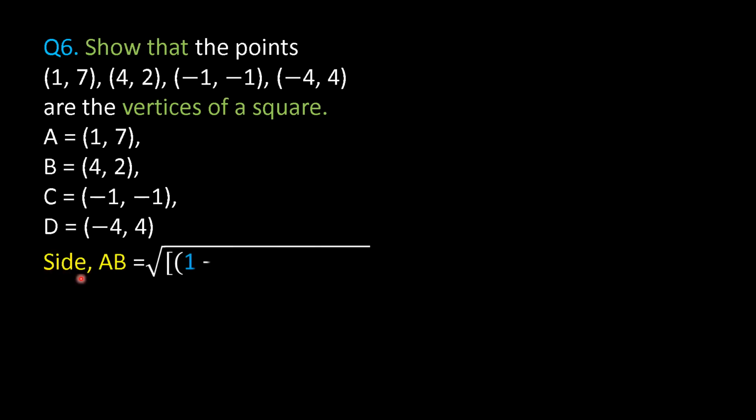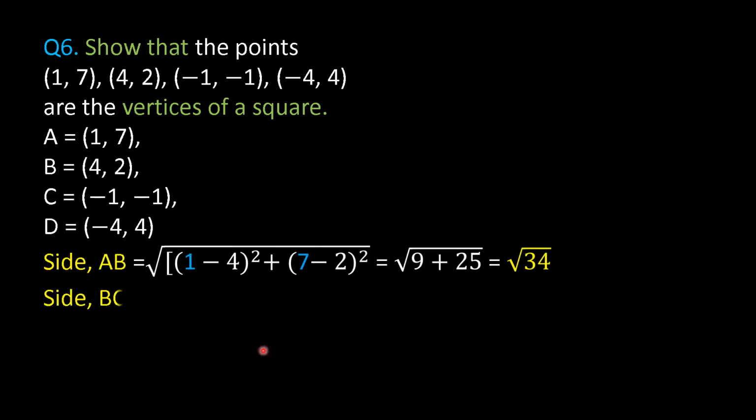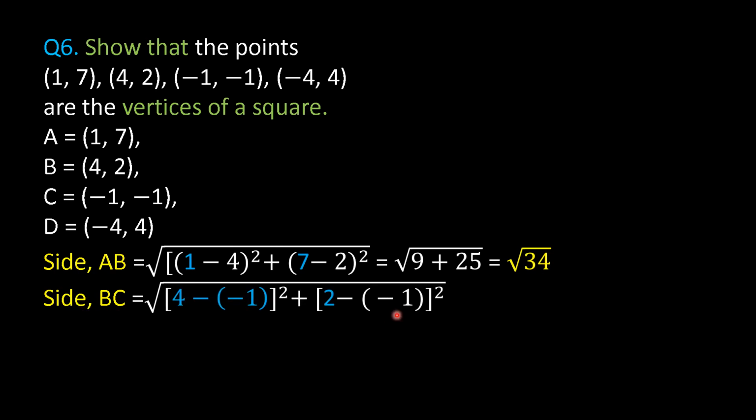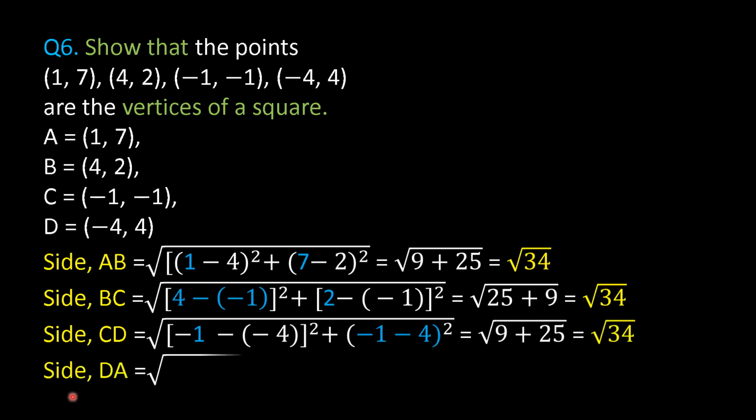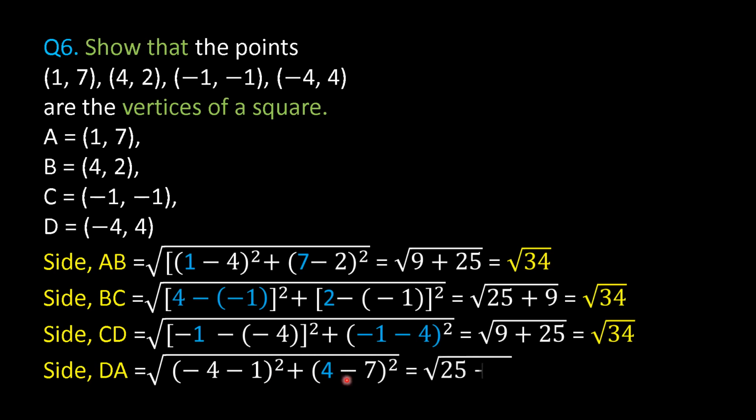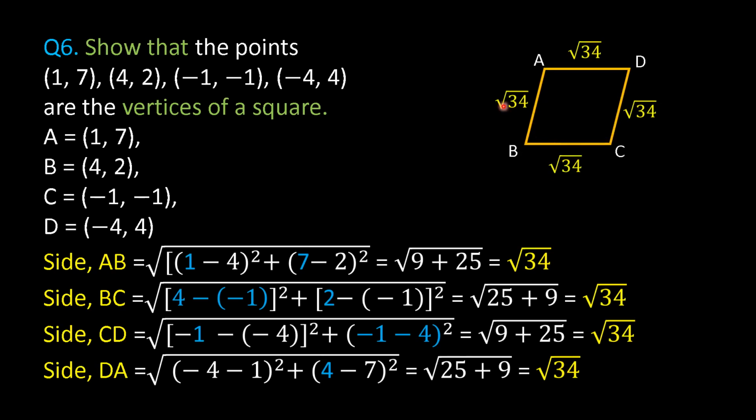So, side AB works out to be root 34. Side BC works out to be root 34. Side CD works out to be root 34 and side DA also works out to be root 34. Since all the four sides are equal, it proves that ABCD is a rhombus with each side root 34. We will rewrite the points for reference.